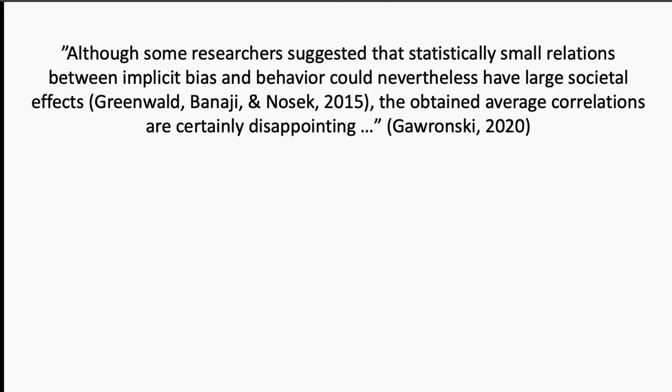So there's a bit of discussion about this. This should actually be Gawronski 2019 there. Sorry for this mistake. But what he cites is basically saying that some researchers suggest that statistically small relations between implicit bias and behavior could nevertheless have large societal effects. The obtained average correlations are certainly disappointing.